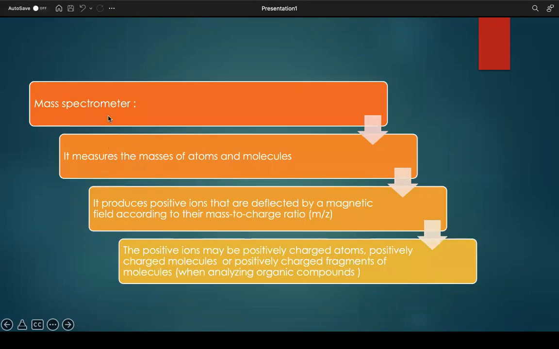So we're going to talk about a mass spectrometer, which is a device that measures the mass of atoms and molecules. It produces positive ions that are deflected by a magnetic field according to their mass to charge ratio, abbreviated by m/z, which represents the charge. The positive ions may be positively charged atoms, positively charged molecules, or positively charged fragments of molecules. And these fragments are used when analyzing organic compounds.